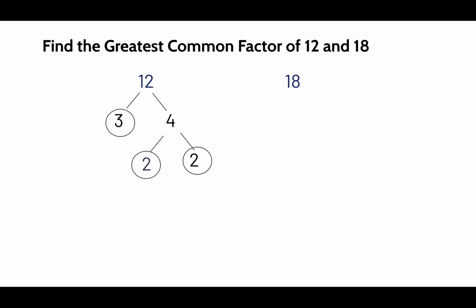Now let's look at 18. What two numbers can I multiply to get 18? 9 and 2. 2 is prime, so I circle it. What two numbers can I multiply to get 9? I can multiply 3 and 3, which is also prime, so I circle them.